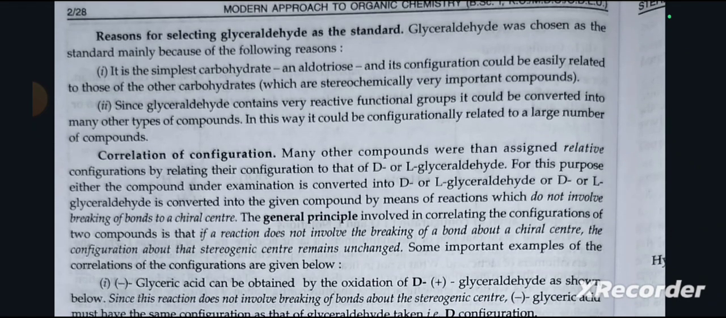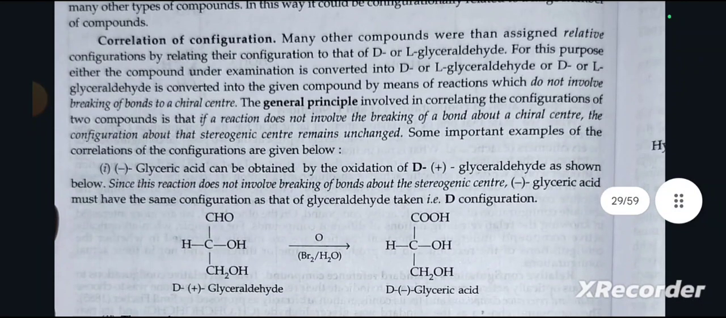Reason for selecting glyceraldehyde as the standard. Glyceraldehyde was chosen as the standard mainly because of the following reasons. First, it is the simplest carbohydrate, an aldotriose, and its configuration could be easily related to other carbohydrates, which are stereochemically very important compounds. Second, since glyceraldehyde contains very reactive functional groups, it could be converted into many other types of compounds. In this way, it could be configurationally related to a large number of compounds.